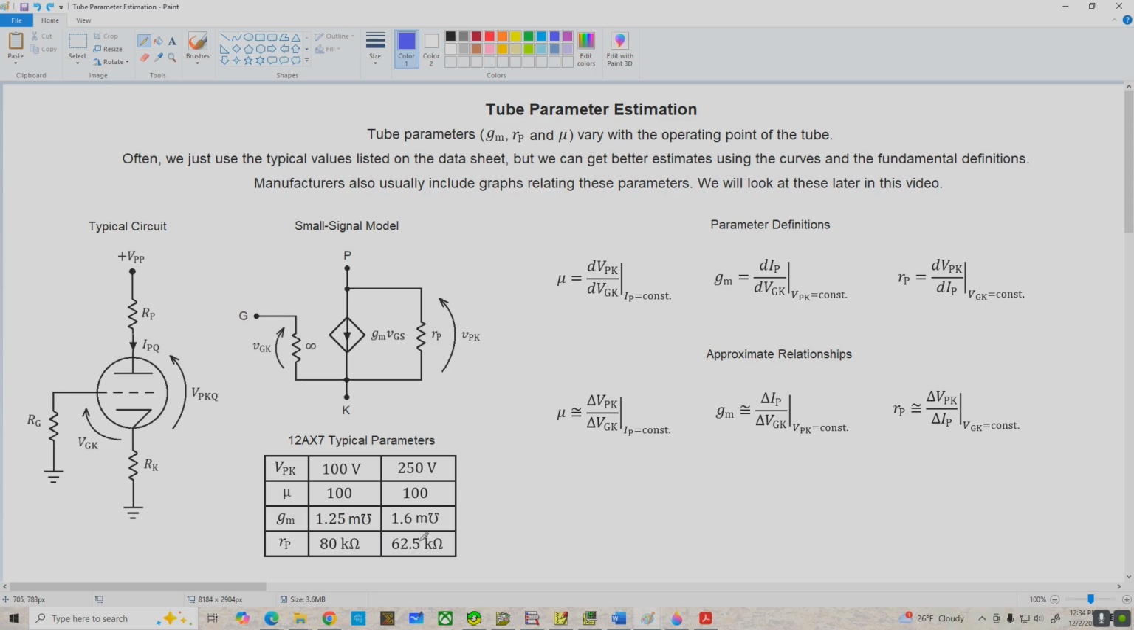Now, in all honesty, this is enough information for us to do good design of just about any guitar amplifier, but if there was some reason you wanted to know your tube parameters a little more accurately based on Q point location, we could also do that. Now, why would you want to do that? I don't know. It's a good academic exercise that just gives you better insight into the way tubes work.